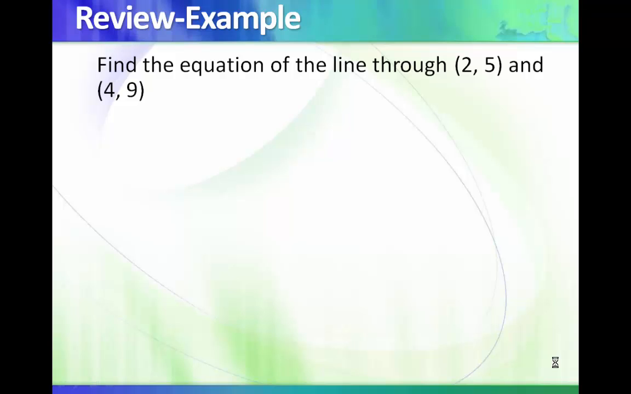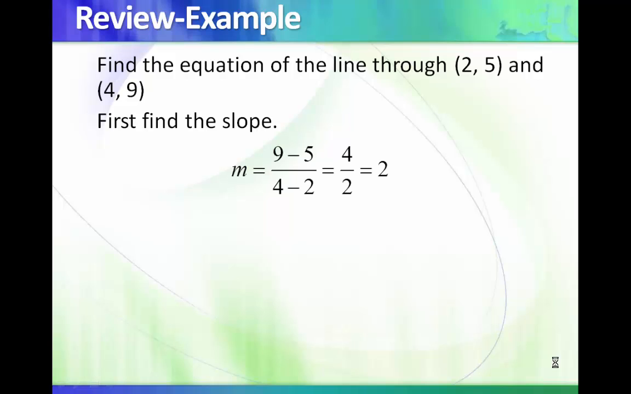Let's review with an example. Find the equation of the line through the point (2, 5) and the point (4, 9). First, find the slope. So we have 9 minus 5 over 4 minus 2 equals 4 over 2, which reduces to 2. Notice if I choose 9 from this point to be the first y value, I have to choose x from that same point to be the first x value. But it doesn't matter which one you choose.